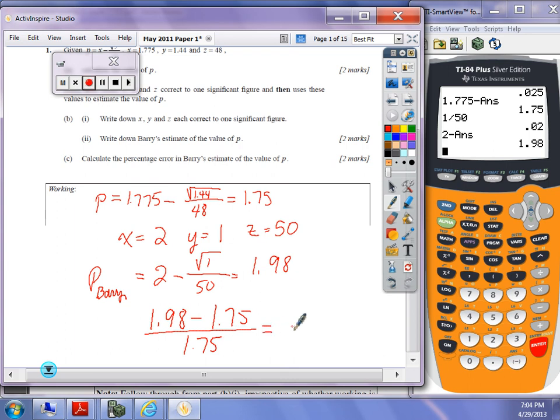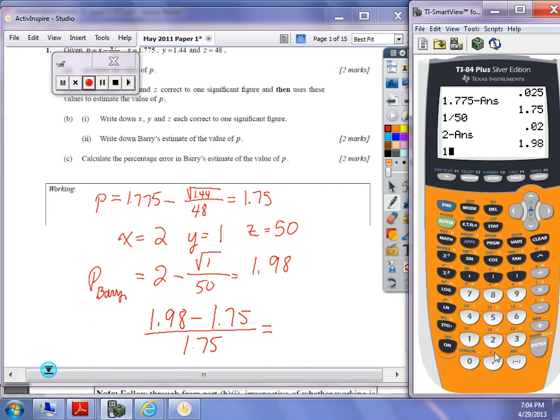So when we do that calculation, and we've got 1.98, I'm going to put that in the calculator so you can see what that looks like, minus 1.75. We're going to divide that value. Now I always hit enter before I divide, otherwise order of operations, if you had 1.98 minus 1.75 divided by 1.75, your calculator is going to do the division first, which is not what we want to have happen. We want that subtraction to happen first. So I'm going to take that value and divide by 1.75.